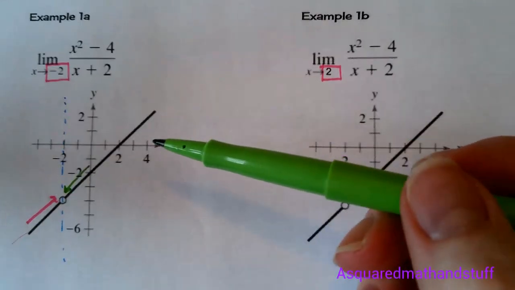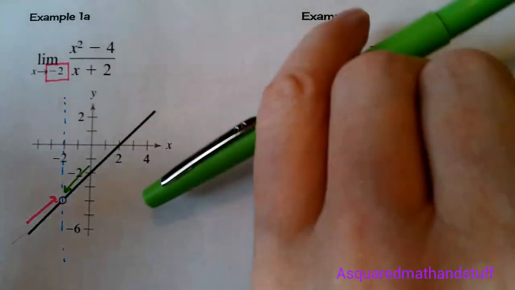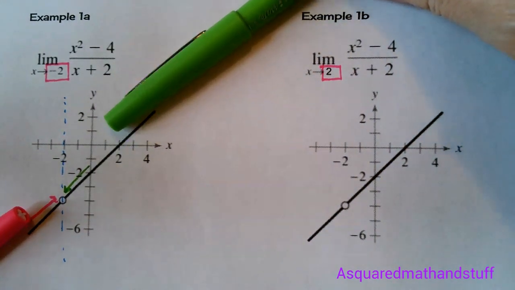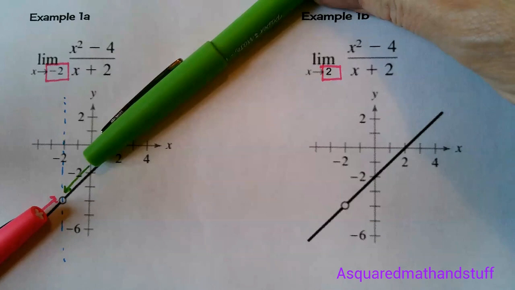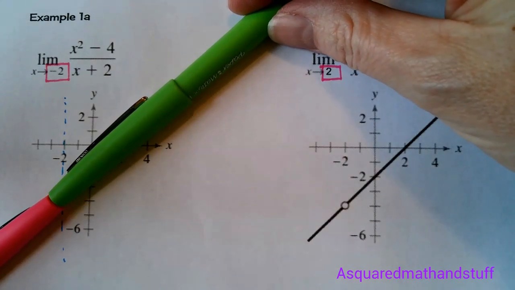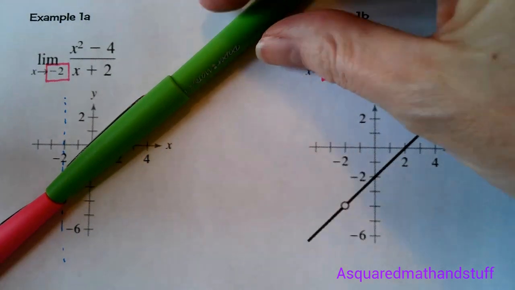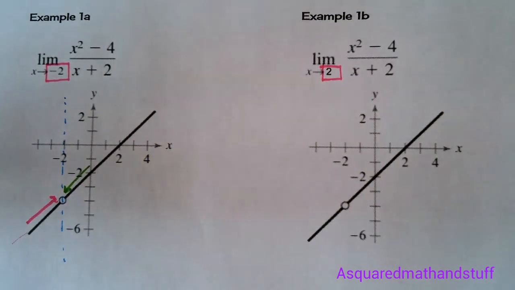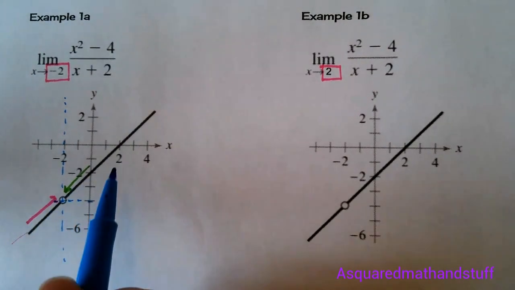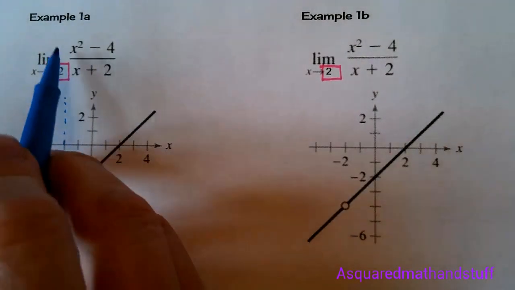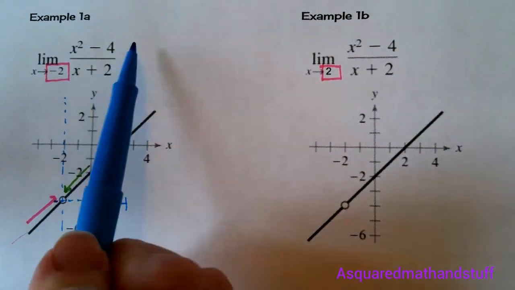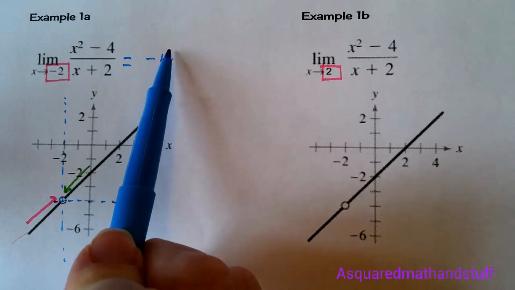And there can still be a limit because as we bring our pens together, coming in from the positive side and the negative side, as we get closer to x equals -2, are they approaching the same y value? That answer is yes. They are approaching the value of -4. So the limit as x approaches -2 of x squared minus 4 over x plus 2 is -4.